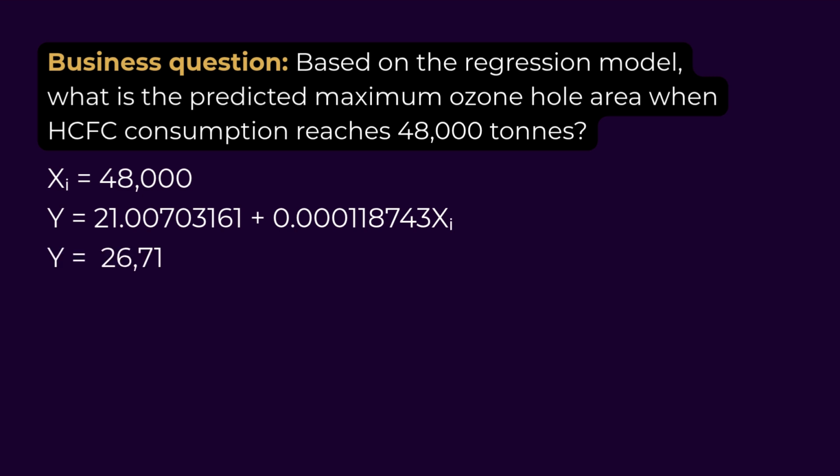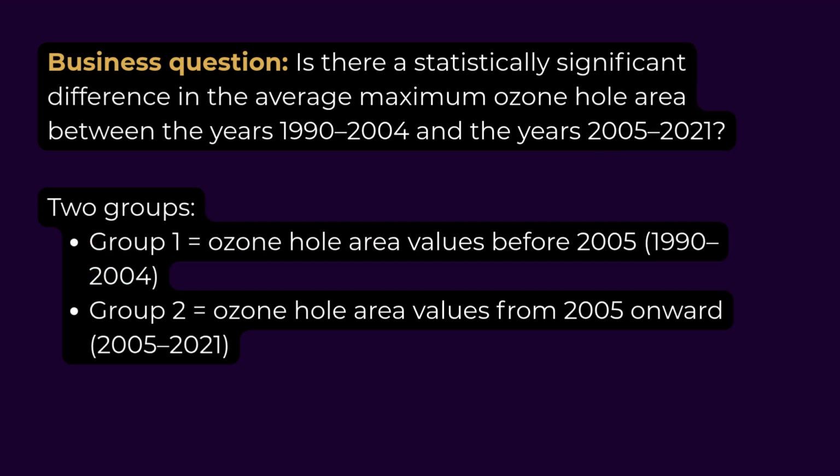Y equals 26.71. So when the HCFC consumption reaches 48,000 tons, the predicted maximum ozone hole area is 26.71 million kilometers square. We've come to the final business question. The question is, is there a statistically significant difference in the average minimum ozone hole area between the years of 1990 to 2004 and the years from 2005 to 2021?